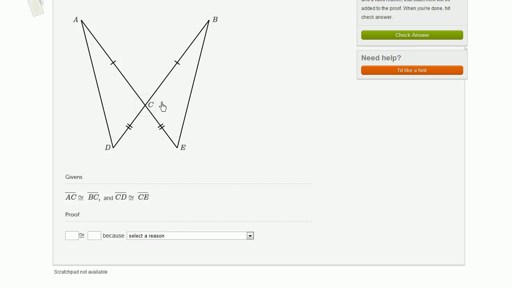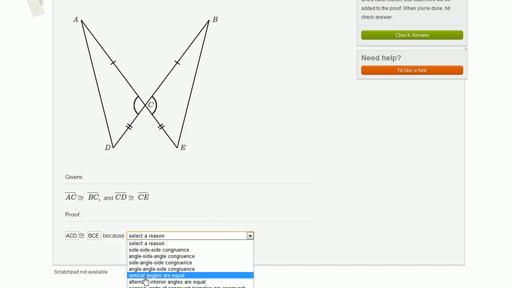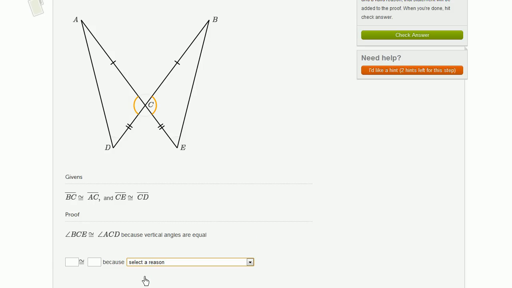So what else can we figure out about this little diagram in order to be able to say this left triangle is congruent to the right? Well, the one thing we know is that this angle right over here, angle ACD, is congruent to angle BCE. So let's write that down. Angle ACD is congruent to BCE, and we can say that because they're vertical angles. Vertical angles are equal.